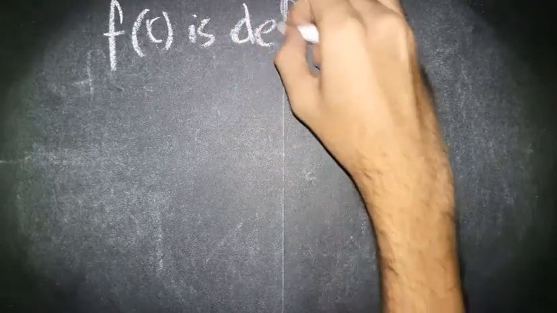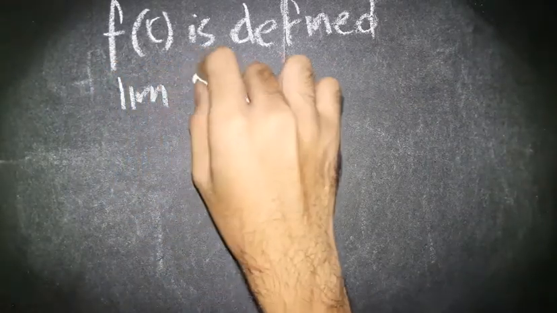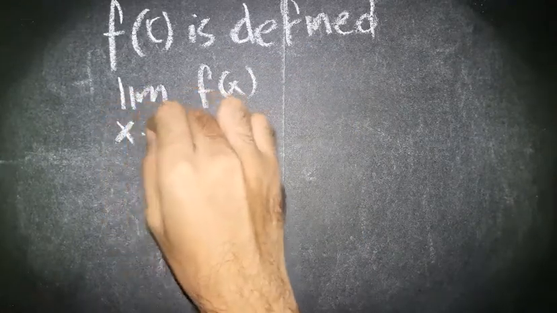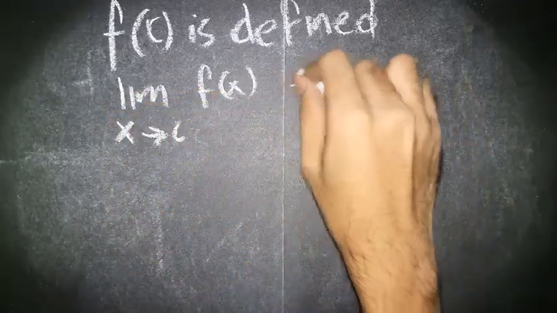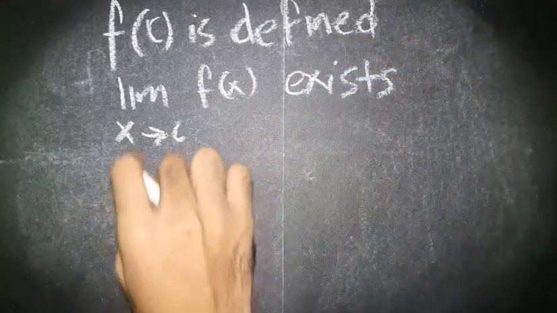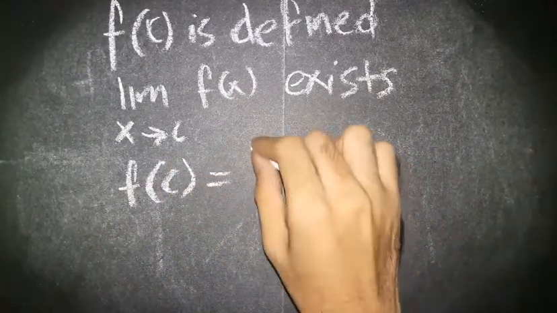Now, let's move to the definition of continuity of a function at a number. A function is continuous at the point if and only if it satisfies these 3 conditions. First, f of c is defined, or the function f of x is defined at c. Second, the limit of f of x as x approaches c exists. And last, f of c is equal to the limit of f of x as x approaches c.